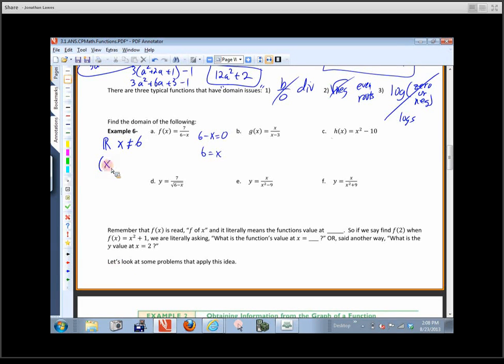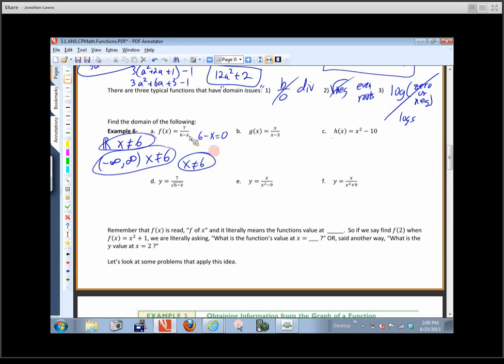I could say from negative infinity to infinity, x not equal to 6. Okay, this is interval notation. Or if you wanted to, you could just say x not equal to 6. It depends on the book, it depends on the teacher what they like. I think this is okay right here. We'll assume that it's all real numbers unless you tell us otherwise. Okay?